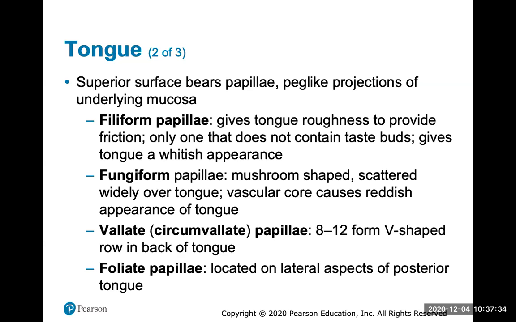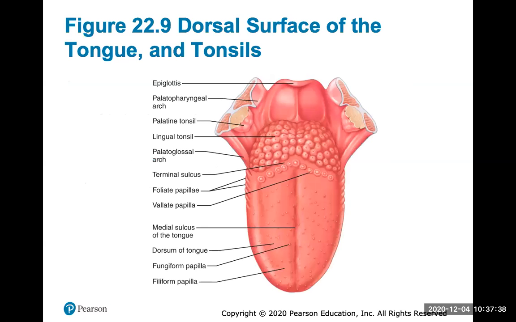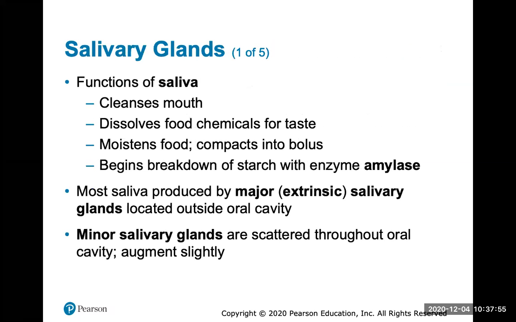I covered this in anatomy, so I'm going to skip over papillae. You guys don't need to know that. We'll skip over some of this, but papillae are just the bumps that house all your taste buds, and that's your tongue. Tongue-tied, fused tongue. This is surgical snipping. This has sometimes happened with children who are born with an extremely short lingual frenulum. We'll skip over that too.